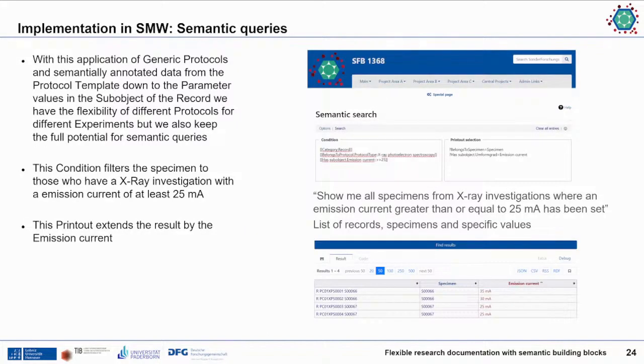We also give our users the possibility, with this application of the generic protocol structure, to use semantic search and make corrections in semantic search. So we can prepare some templates of a semantic query, or our users, if they want, can write a semantic query with our help or without our help. On the basis of this generic protocol structure, the users are also actively involved in the structure of our system.